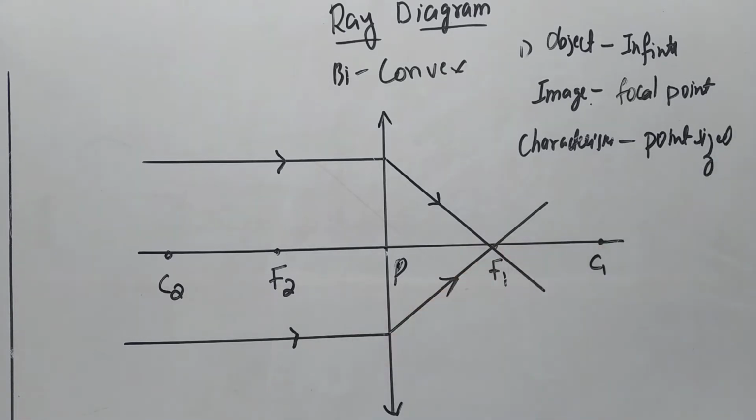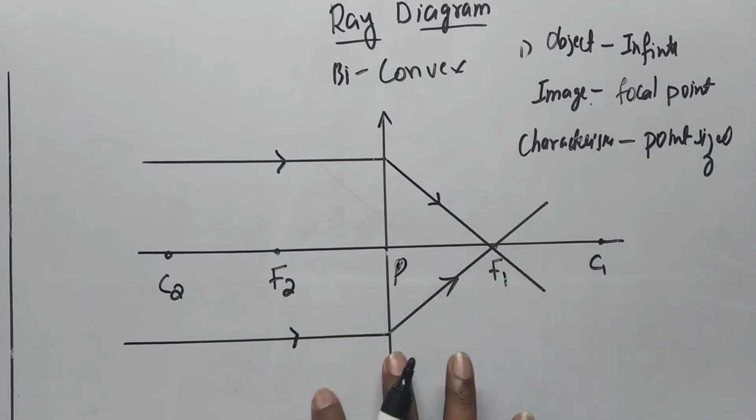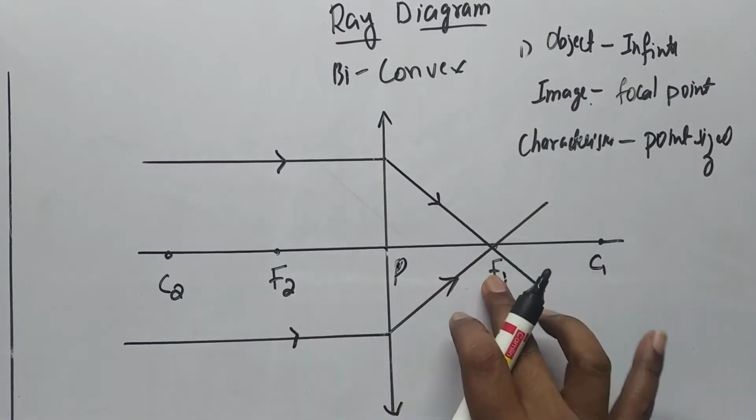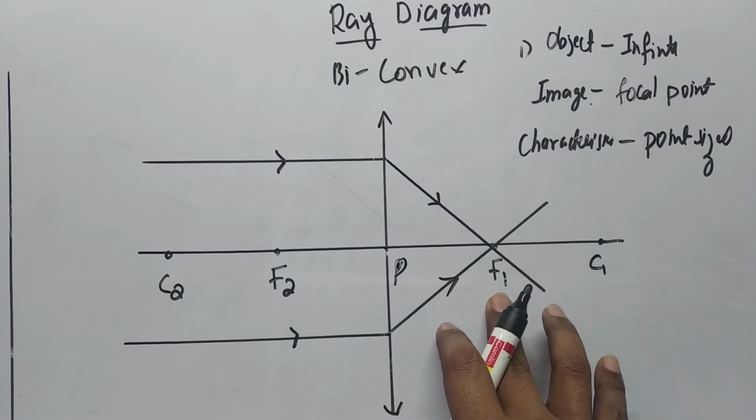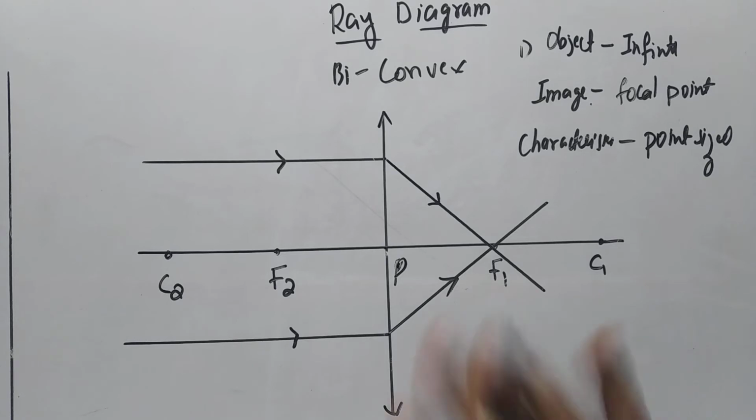And this can be seen in this picture as I show you. If it's asking to draw a ray diagram when the object is at infinity, the image will be formed at the focal point. This is point-sized. We cannot say more characteristics about that.